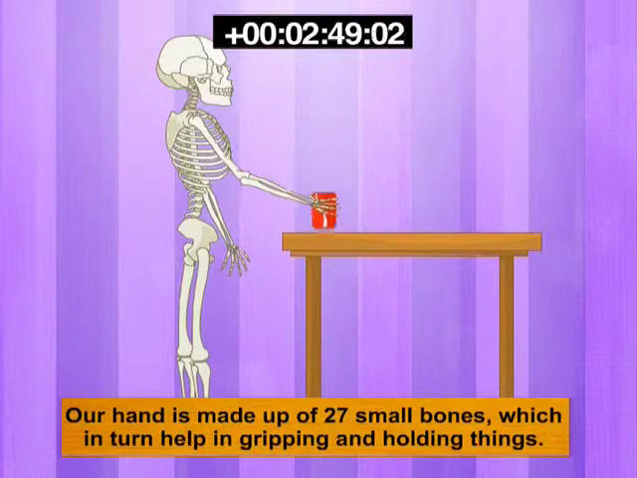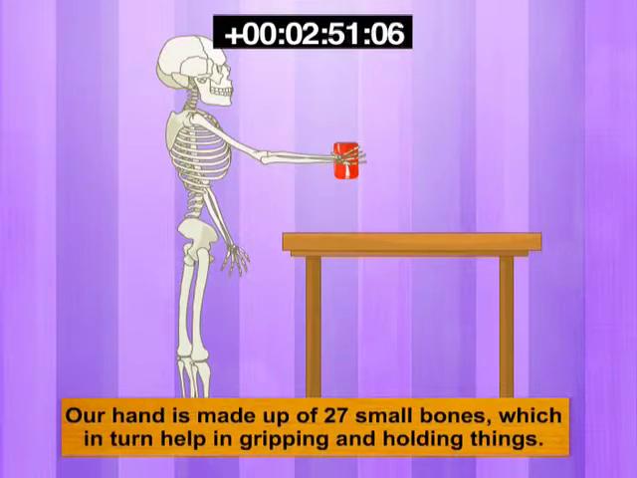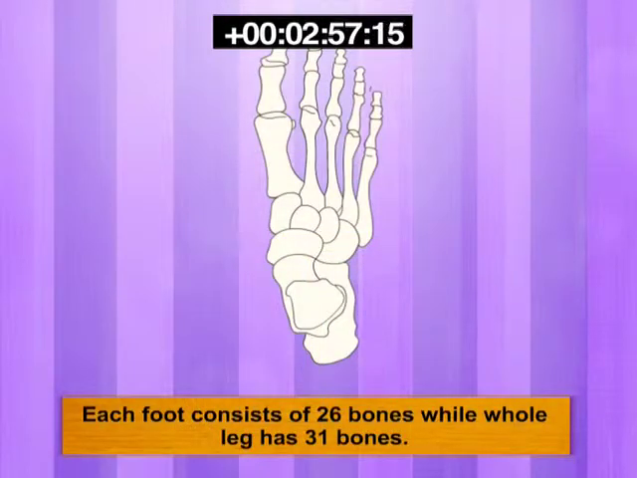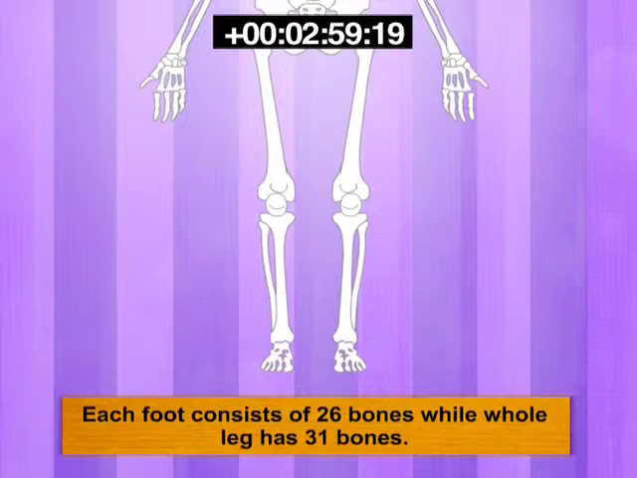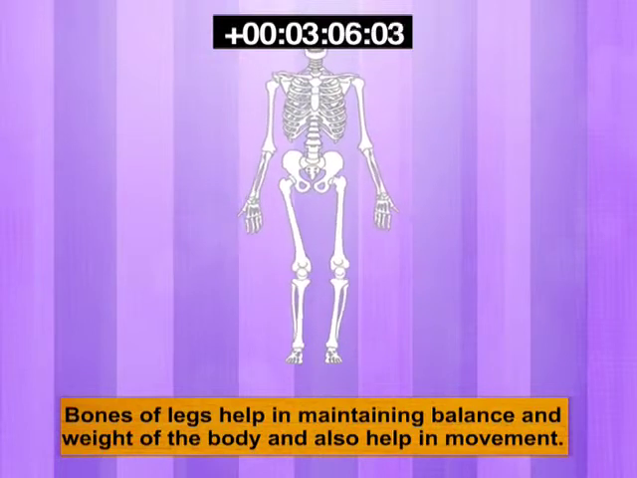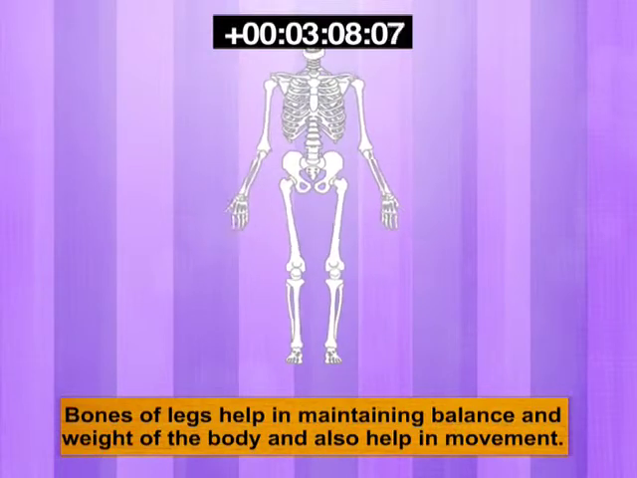Our hand is made up of 27 small bones, which in turn help in gripping and holding things. Each foot consists of 26 bones, while the whole leg has 31 bones. They help in maintaining balance and weight of the body and also help in movement.